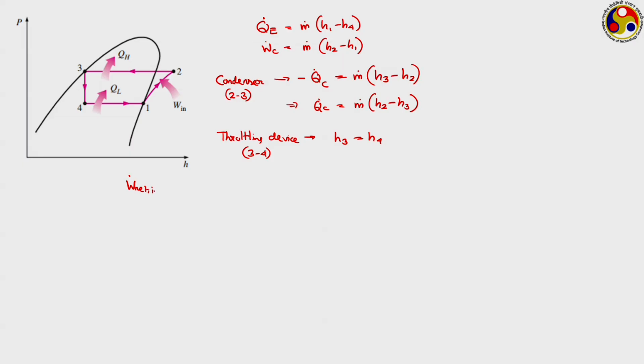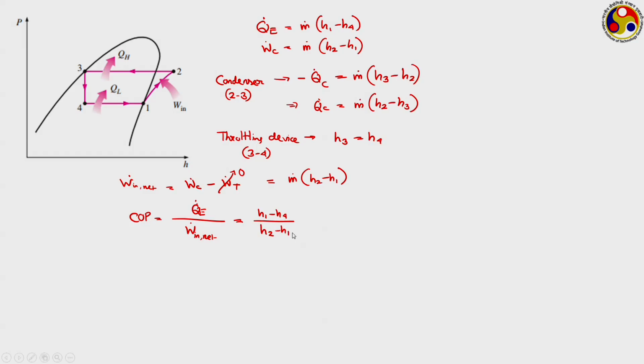The net work input given to the system, W dot in, should be equal to W dot compressor minus W dot turbine, which is not present in this case. So that will become m dot into H2 minus H1. Then your COP becomes your desired output, which is Q dot E, divided by the effort that you have put in, which is W dot in net. That now becomes H1 minus H4 divided by H2 minus H1.